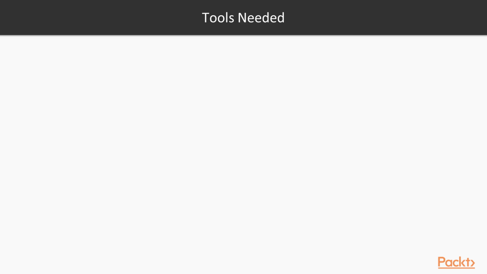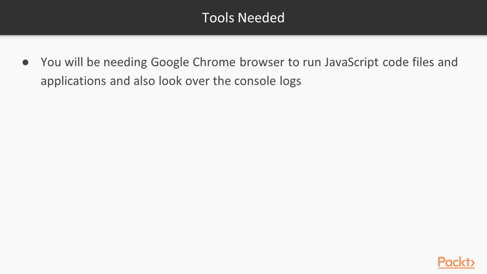The tools that we need: we will be using the Chrome browser to run the JavaScript code files and the applications. We will look at the console logs, but before that, we will be needing a server. We will use server side and an extension of Chrome for this. We need Node for developing contracts and compiling them on Node. Although this isn't mandatory, and we're not going to use Node for sure, it is good to have and understand about it.